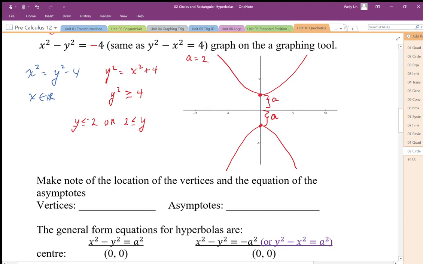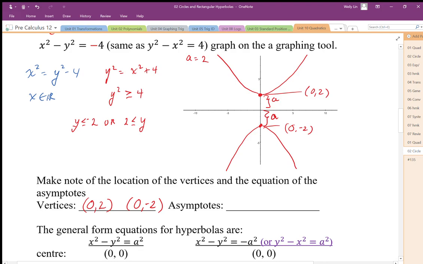My vertices are going to be at 0, 2 and 0, negative 2. That's where my vertices are. So that's 0, negative 2, and that vertex is at 0, 2.